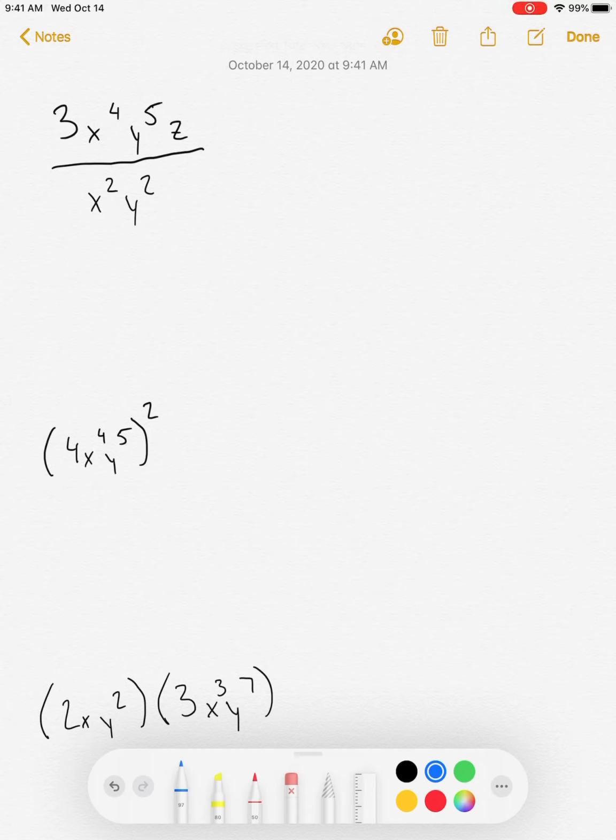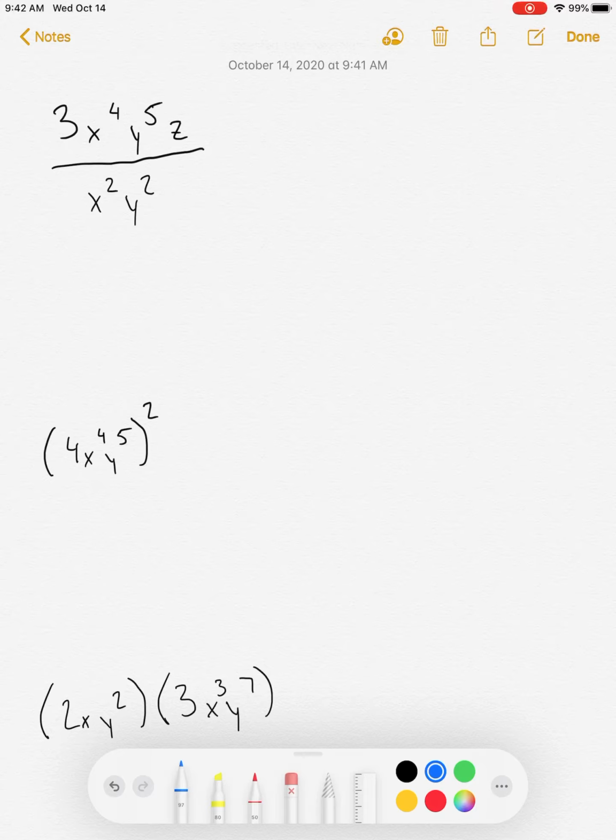Okay, so today we are just going to talk a little bit about simplifying exponential expressions. We've talked about multiplying, dividing, taking powers of powers, but now we're going to talk about kind of throwing it all together.